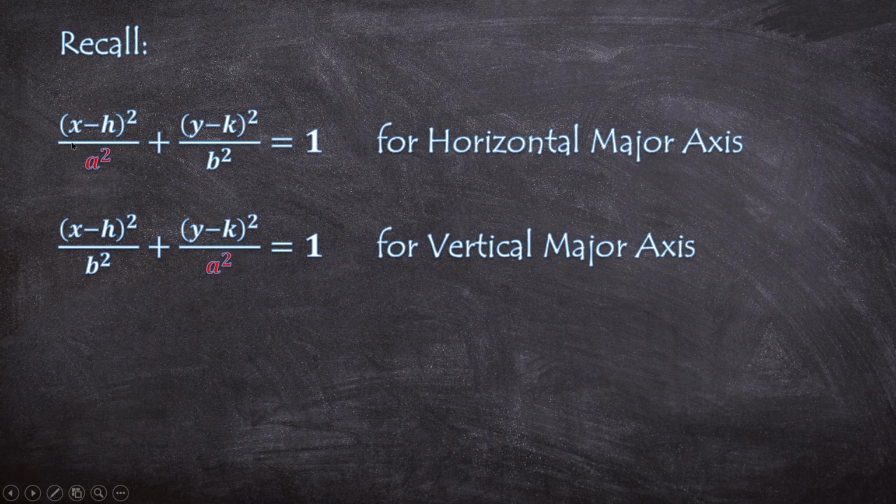So, ang napansin ninyo, our a ay nalipat dito sa ilalim ng square of y minus k. So, ito lang yung tandaan natin sa pag-locate or para malaman natin kung meron tayong horizontal major axis or vertical major axis.